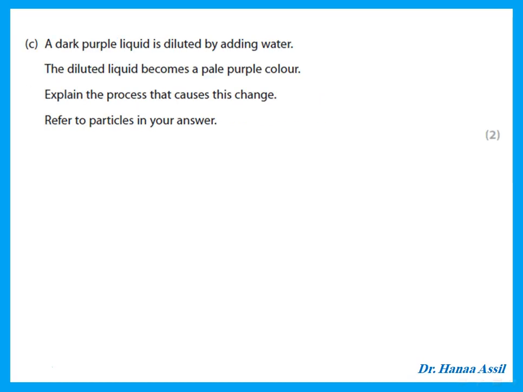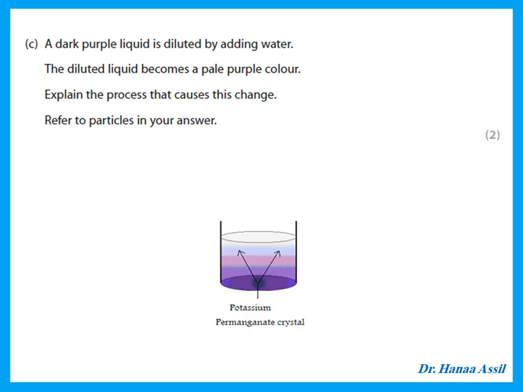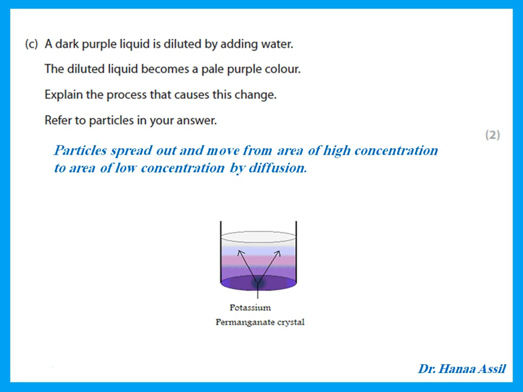Then he says a dark purple liquid is diluted by adding water. The diluted liquid becomes a pale purple color. Explain the process that causes this change. So he's referring to something like this where we have a purple color and then we add water. So what will happen to the particles? Well, you should know that particles will spread out, move from area of high concentration to area of low concentration by the process of diffusion.